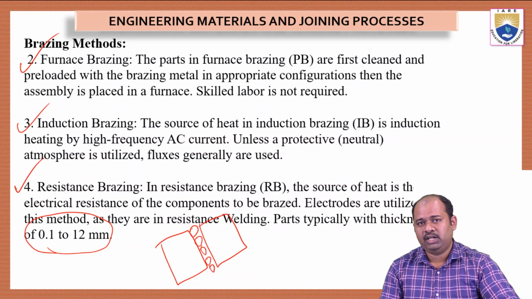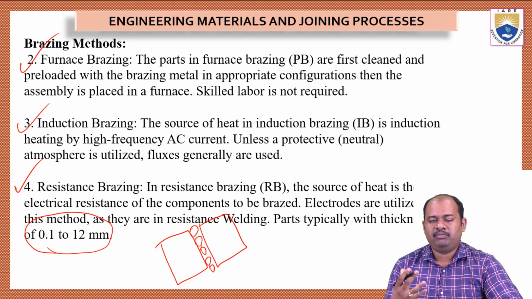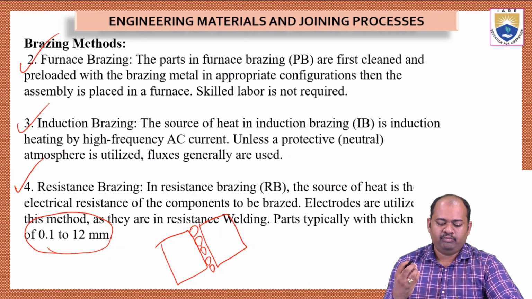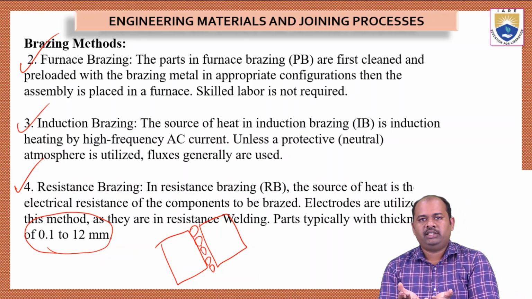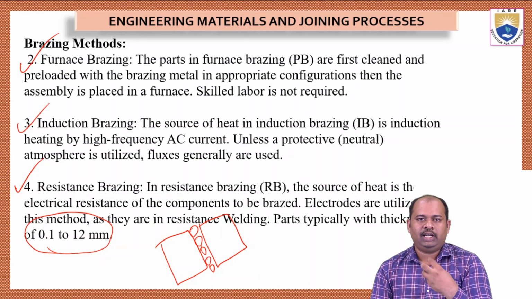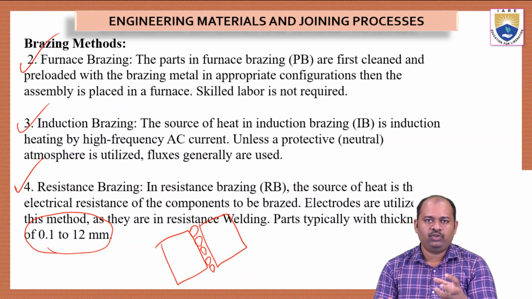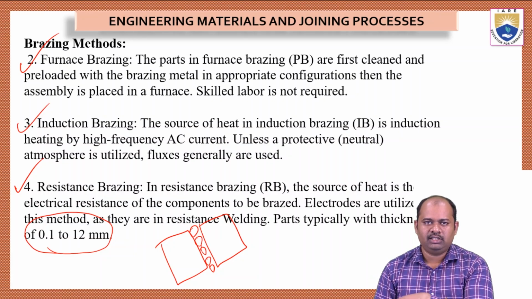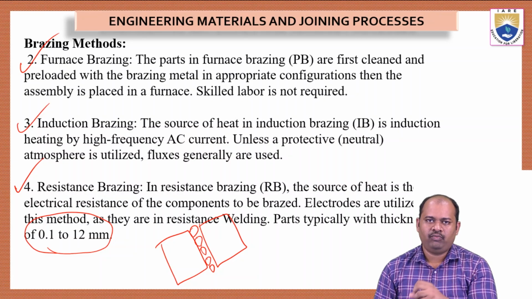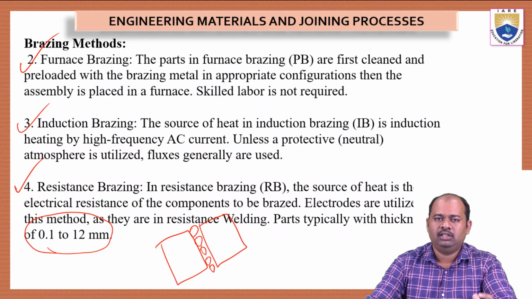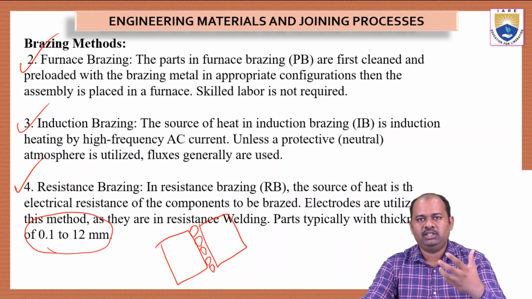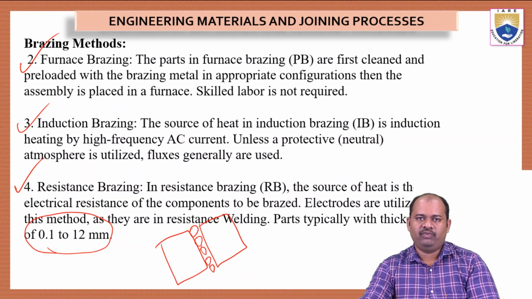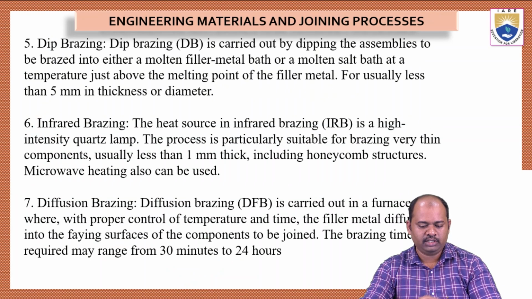So what is resistance welding? Resistance welding is a type of welding where two metal plates are welded by using electricity. We connect electrodes to the plates, and when electricity passes through the plates, they offer some resistance to the flow. Because of this resistance, the plates will be heated. Due to this heat, the joint can be formed. So this is called resistance brazing.